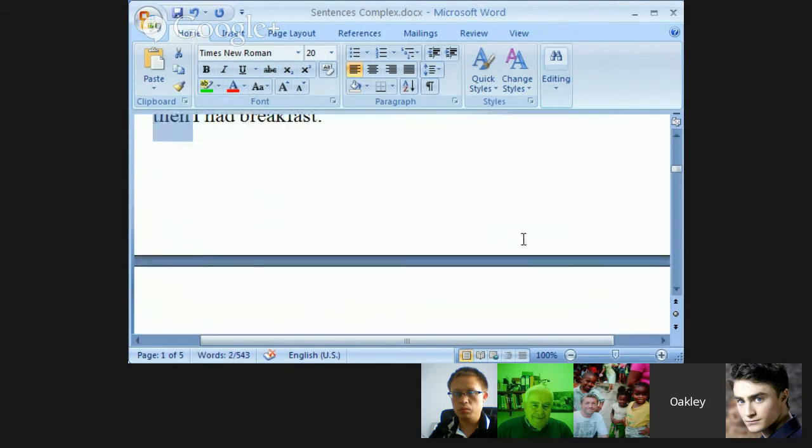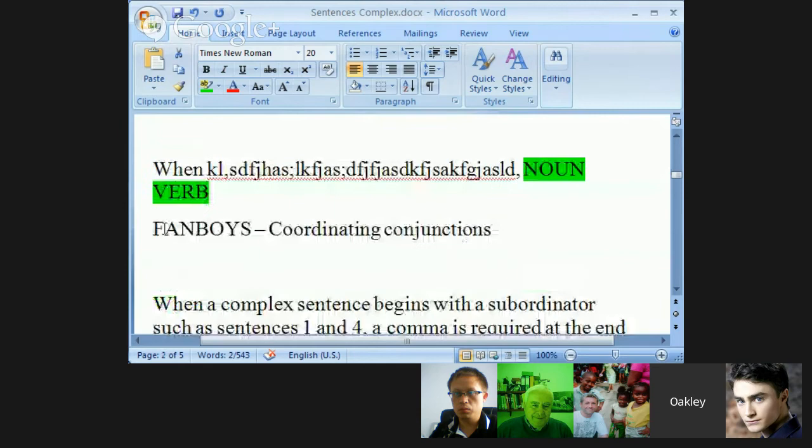It's very confusing when we have these fanboys: for, and, nor, but, or, yet, so. It can be confusing when we use them because we may not know if we're using them as a coordinating conjunction or a subordinating conjunction.